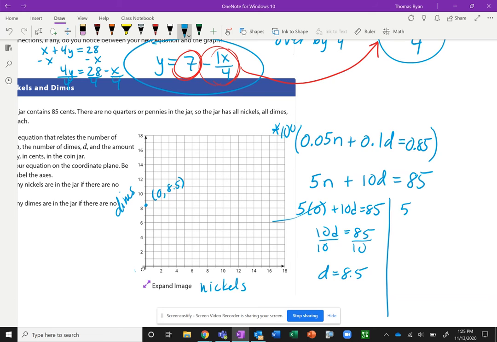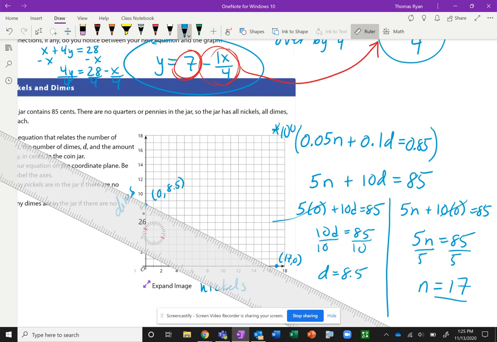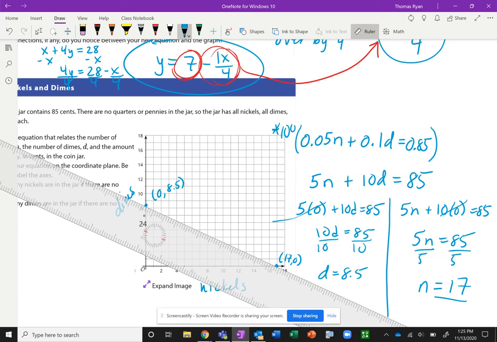And then in the other case, we have 0 dimes. So that's nothing. 5n equals 85. Divide both sides by 5, right, to undo that multiplication. So 85 divided by 5 is 17. So there should be 17 nickels, 0 dimes. So this is 17, 0. Okay, and then we can draw a line between the two. And there's our graph.